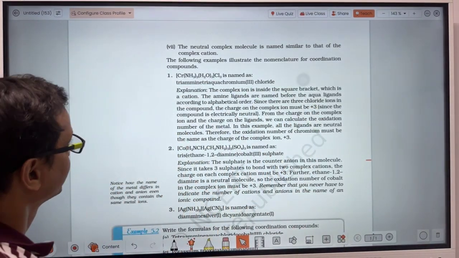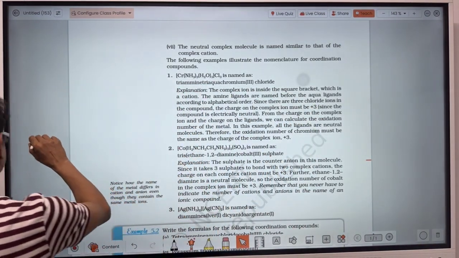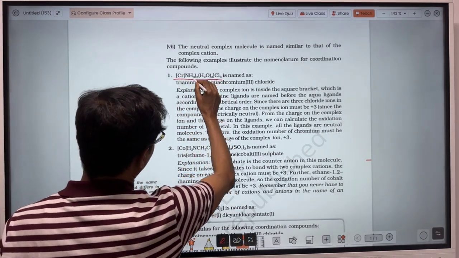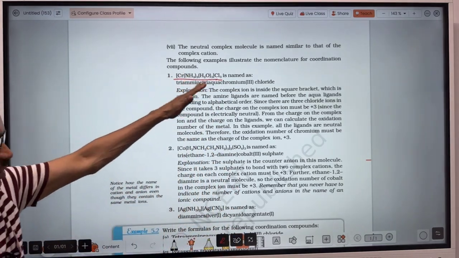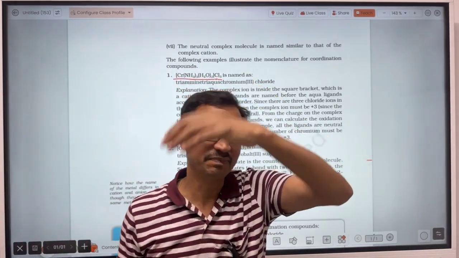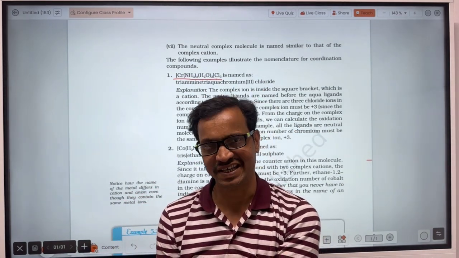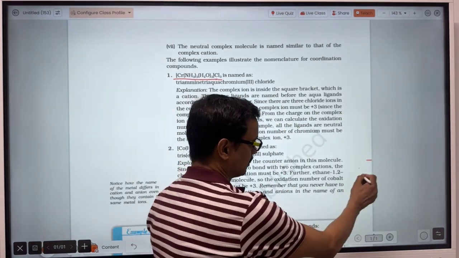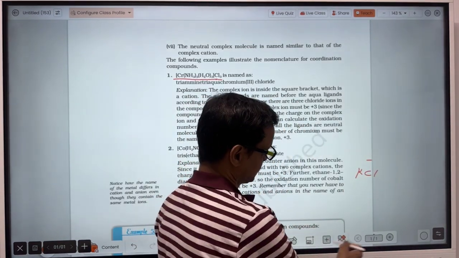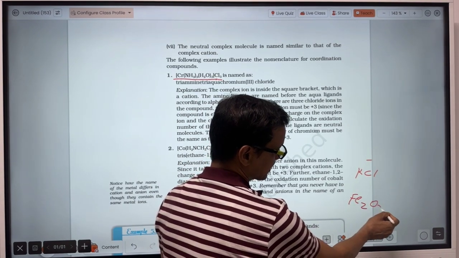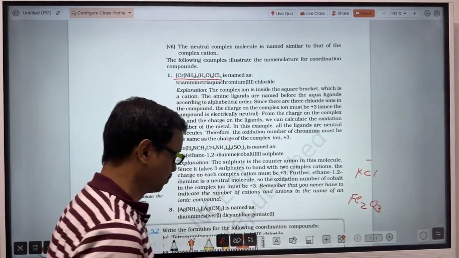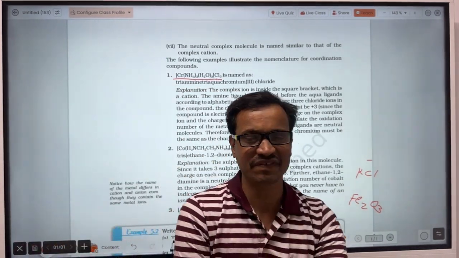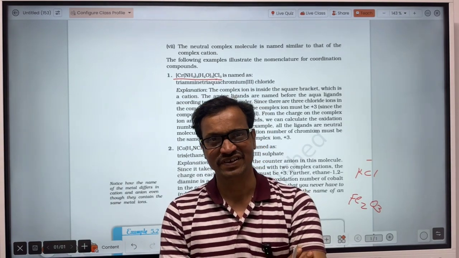Okay, so first of all, let's see how to write the IUPAC name for this compound. Whenever you have to write the IUPAC name, you will have to write firstly the name of the cation, and then the name of the anion. Like you say potassium chloride, you say ferric oxide. So what is happening? You always write the name of the cation first, and then the name of the anion.